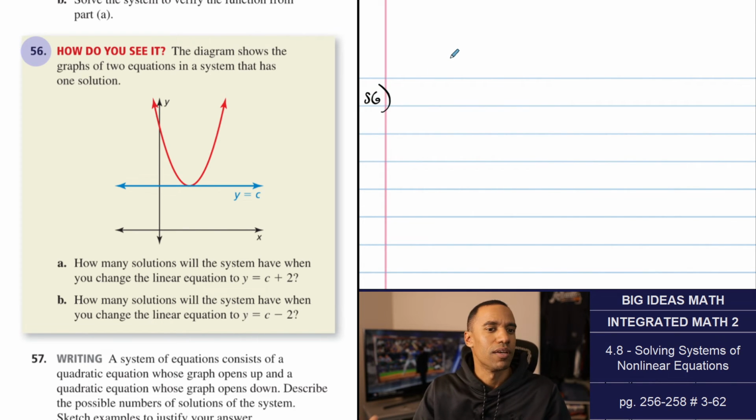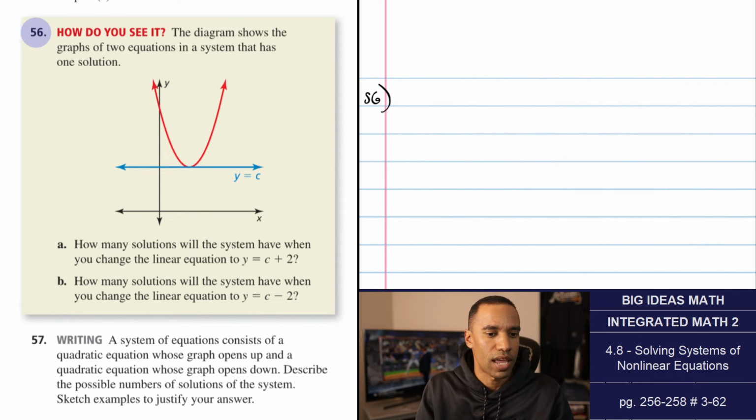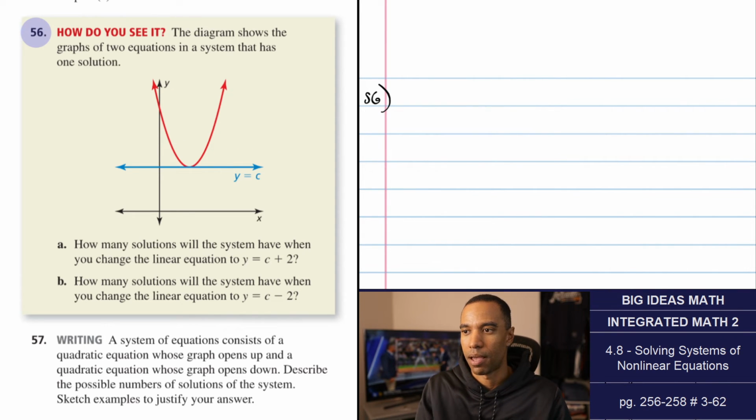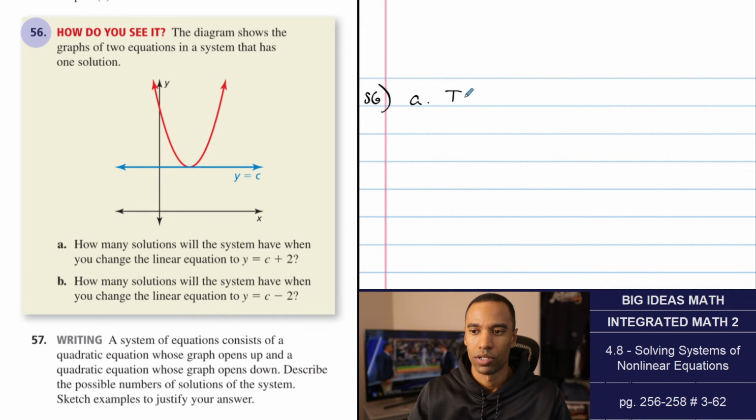All right, number 56. The diagram shows the graphs of two equations in a system that has one solution. How many solutions will the equation have when you change the linear equation to y equals c plus 2? So this is y equals c. If it was y equals c plus 2, it would shift up 2 more and go up here. Sorry, it's not a straight line. It would be a horizontal line, and it would hit twice. I'm glad they don't have to ask me to explain that. I've explained it to you.